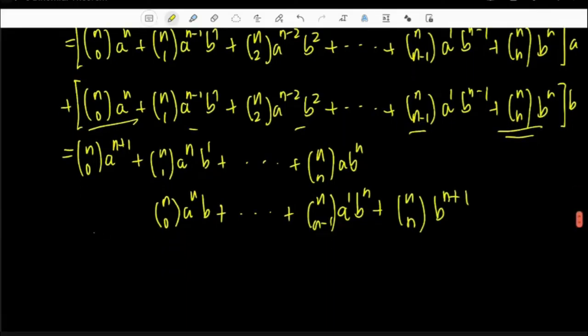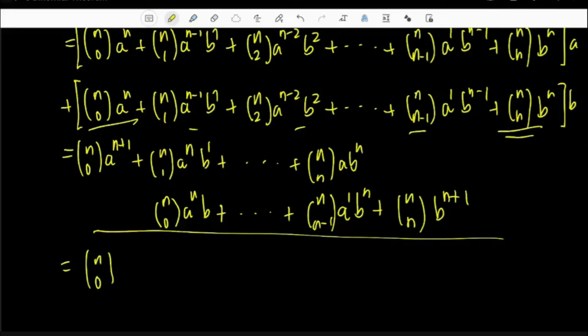Okay. So, adding the common terms, we have N taken 0, A to the N plus 1, plus, so this is quantity, N taken 1, plus N taken 0.